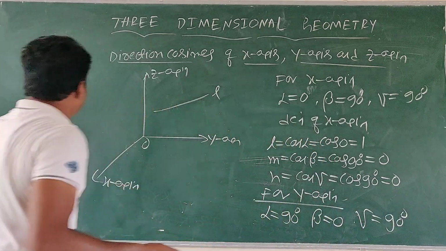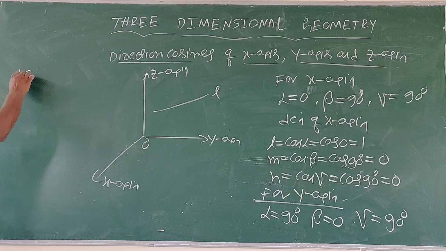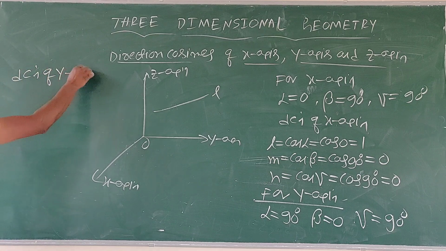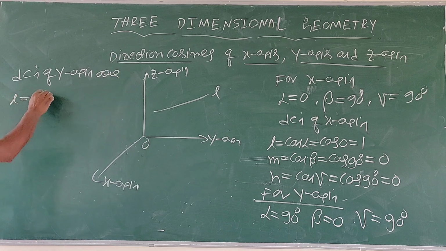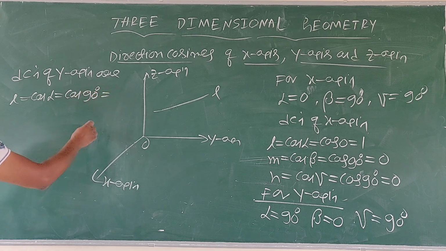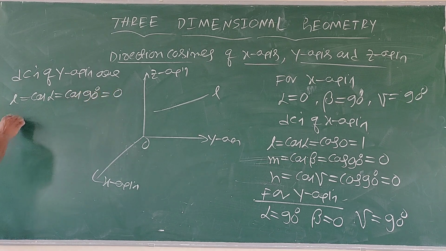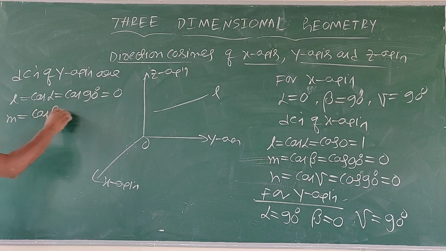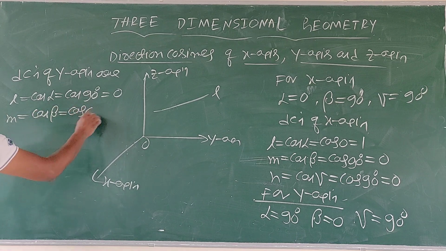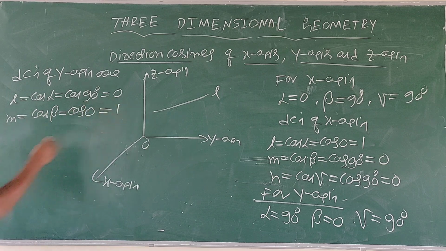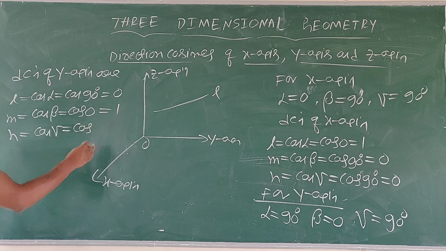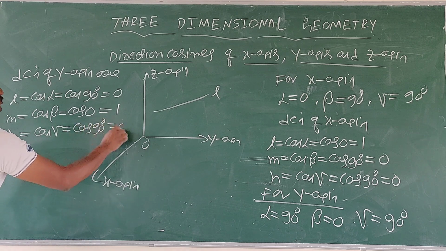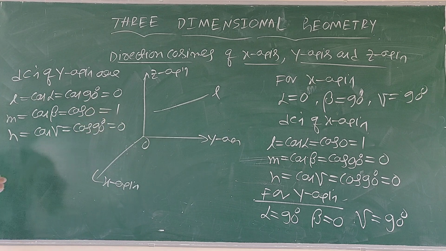So calculate DCs of y axis. DCs of y-axis are: L equals cos alpha, alpha is 90 degree, cos 90 degree is 0. M equals cos beta, beta is 0 degree, so cos 0 is 1. N equals cos gamma, gamma is 90 degree, so again 0. Similarly for z-axis.